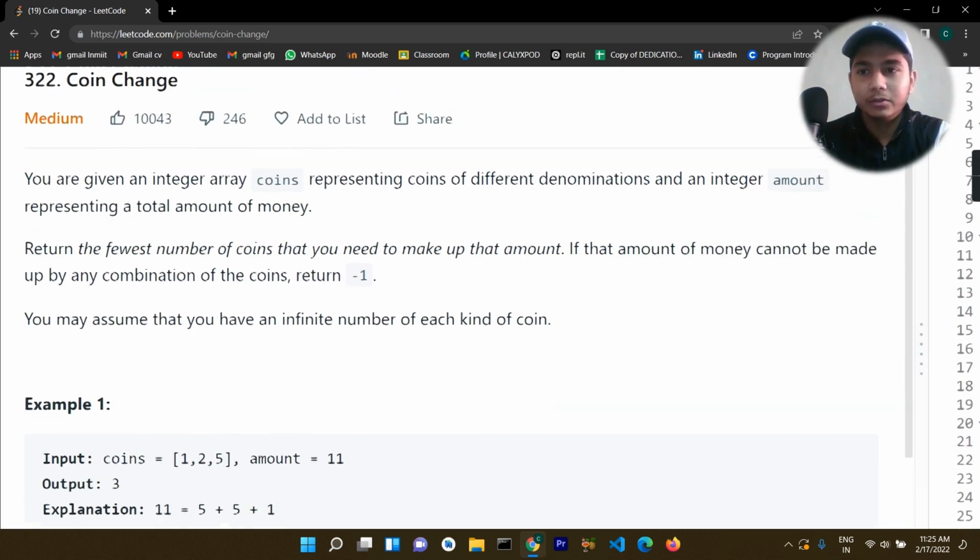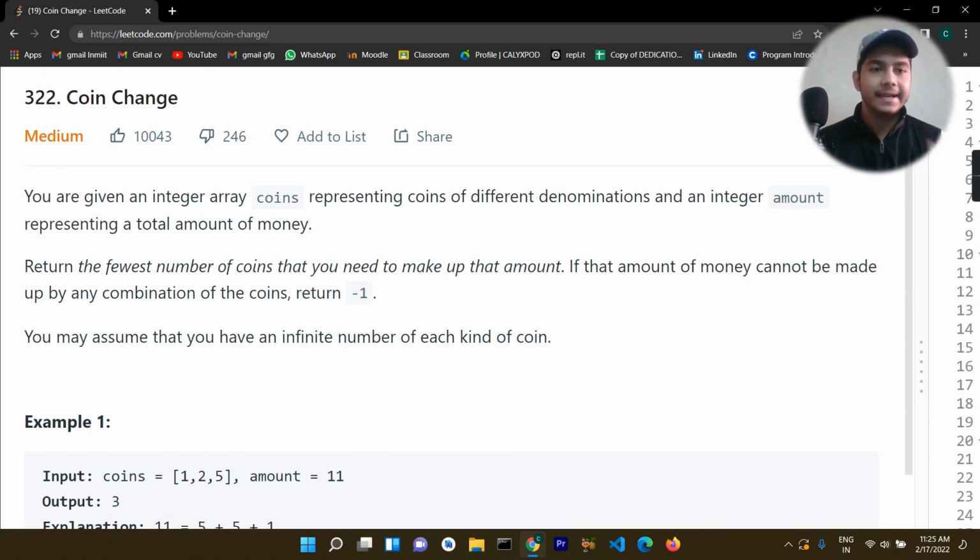So here we are. The problem states that you are given an integer array coins representing coins of different denominations and an integer amount representing the amount of money, right? So you have an array with all the coins of different denominations, like a 1 rupee coin or 2 rupee coin or 5 rupee coin, and you have a total amount of money. Now let's see what we have to do with the coins and money.